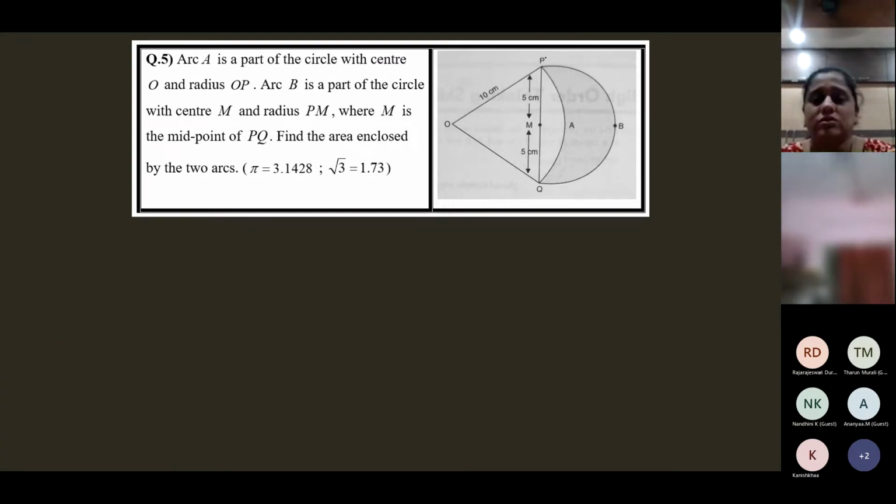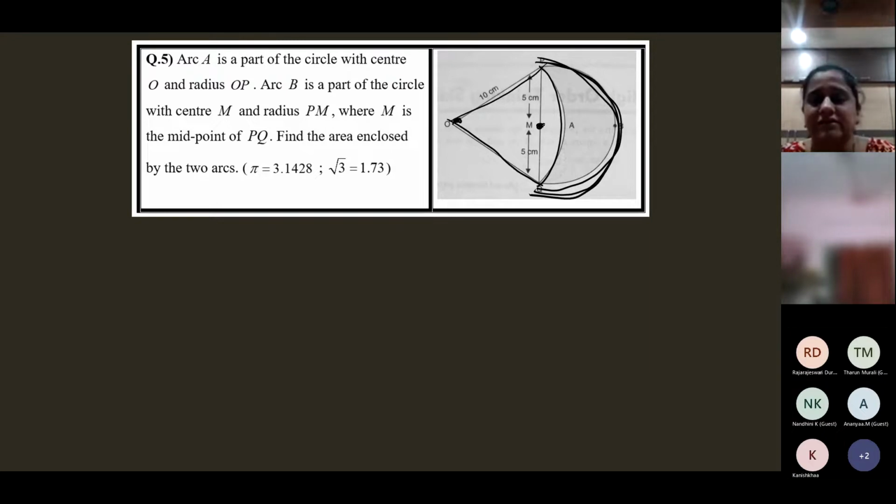All right. So this arc is a part of the circle with center O. And arc B is a part of the circle with center M. For this arc, this is the center, that is, with M as center. When you draw a circle with some radius, this arc is a part of that circle.